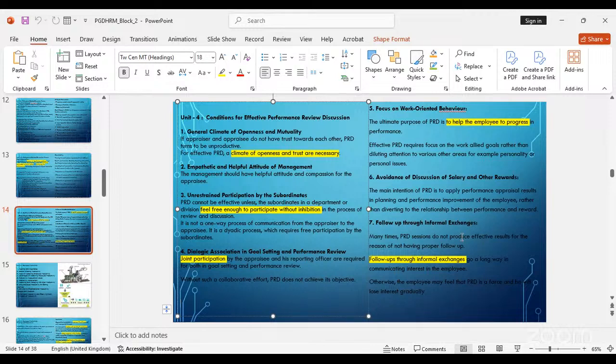Follow up through information exchange. So once discussion is over, the follow up or continuous monitoring is essential to make sure the things are worked out or planned the way they discussed. It is very, very essential.